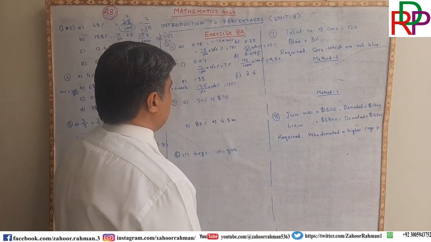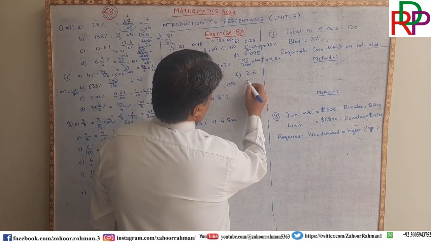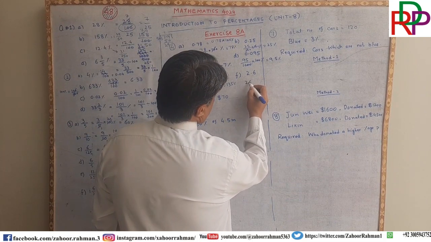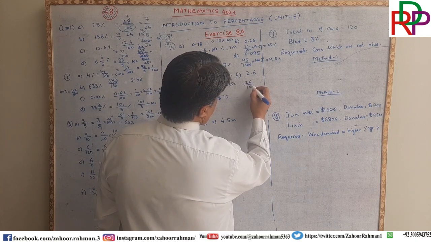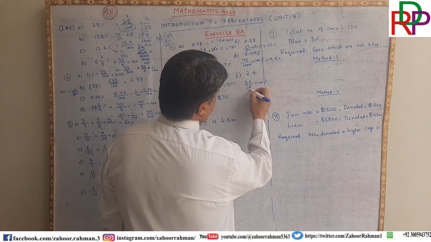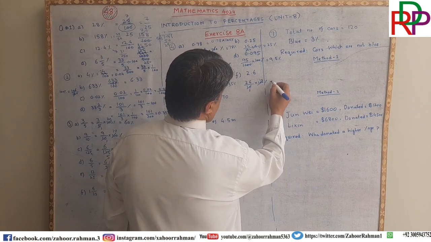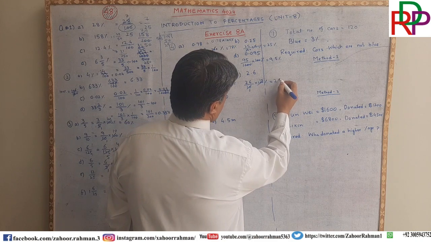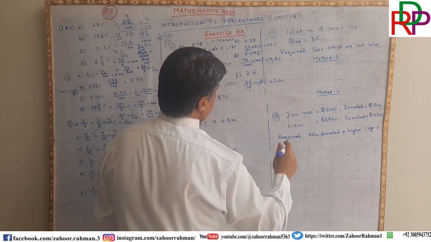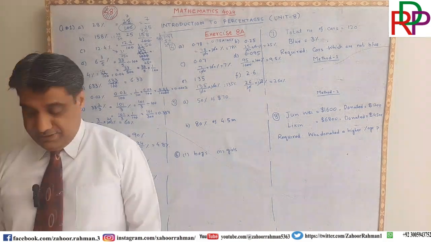Okay, the next one is 2.6. So I can write 26 divided by 10 multiplied by 100%. 10 ones are 10, 10, 10. So it means that the value of this is 260%. 2.6 means 260%.